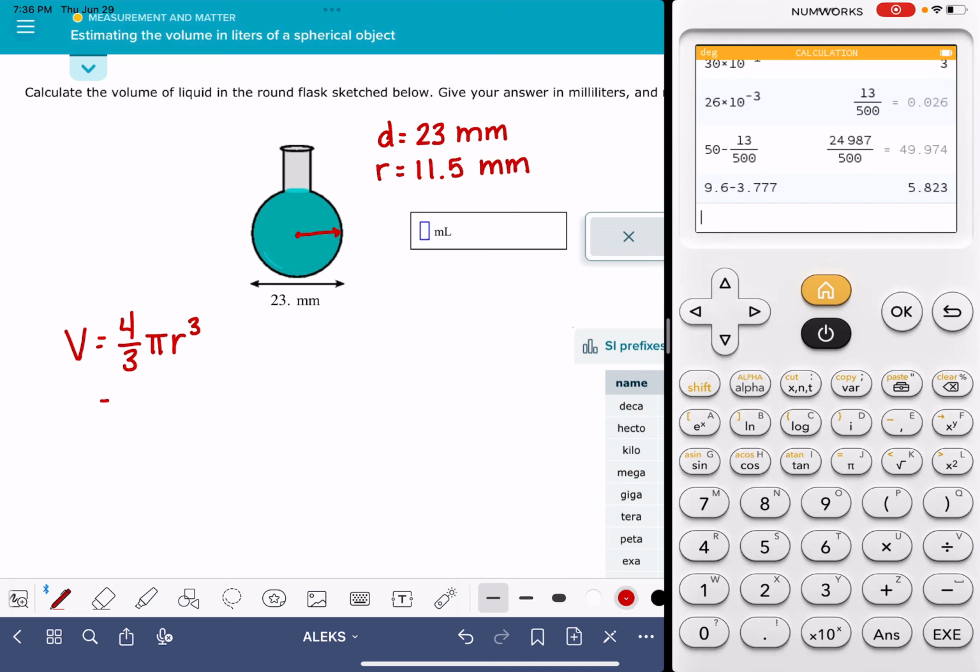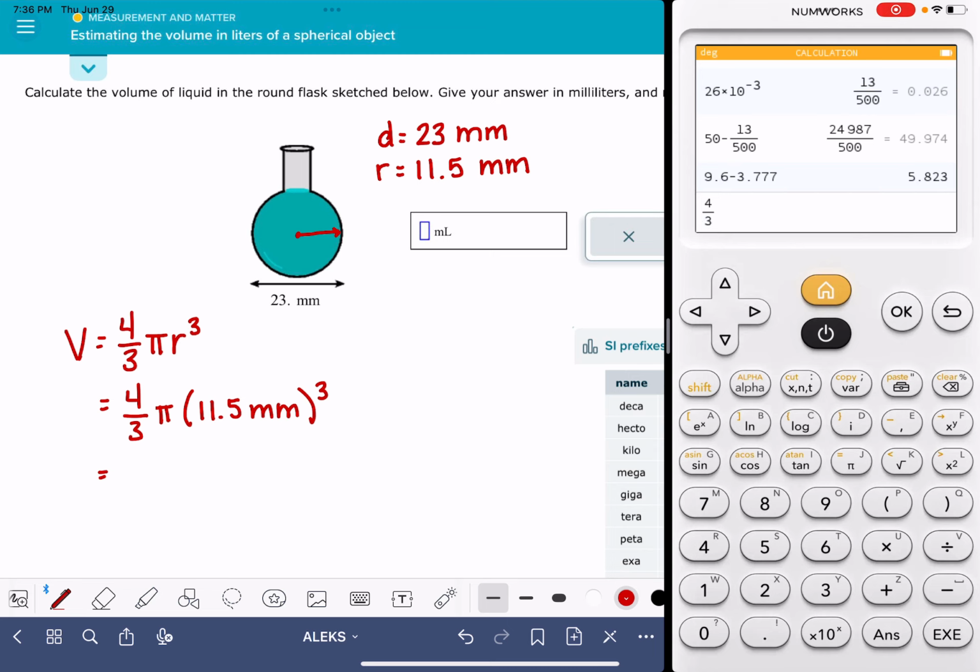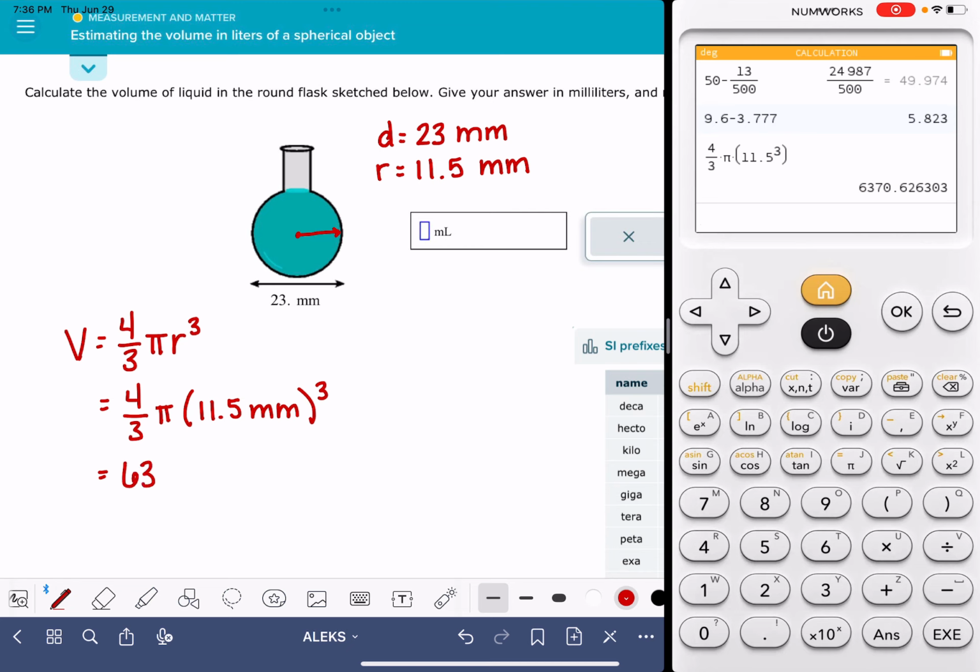We're just going to plug that number into this volume equation, 4/3 pi. The radius is 11.5. The unit is millimeter, and that is being cubed. And we're going to set this up on our calculator. 4/3 pi times the radius, 11.5 cubed, gives me a volume of 6,370.6. I'm just going to keep that one decimal place for now. And my unit is cubic millimeter.